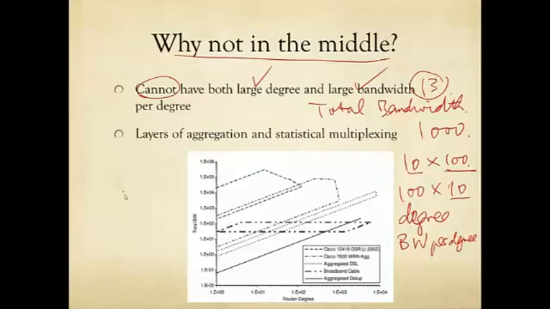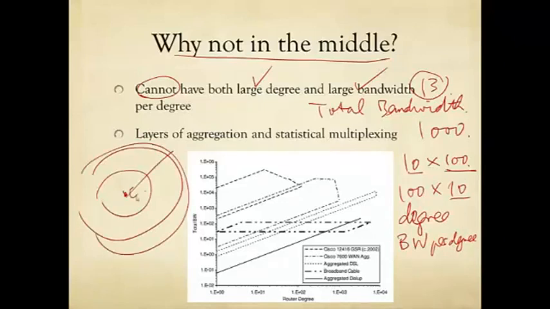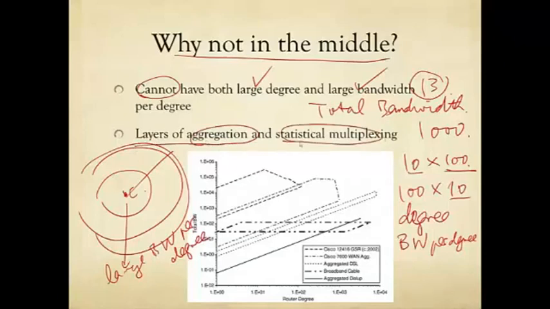And the routers sitting in the middle of the network, these kinds of routers, by necessity, must have a large bandwidth per degree, because there are layers of aggregation of traffic and statistical multiplexing. Again, later in chapter 13, we'll talk more about this. But as you go from your home, your workplace, your campus, through many layers of aggregation, each time there's aggregation, you have more and more traffic.